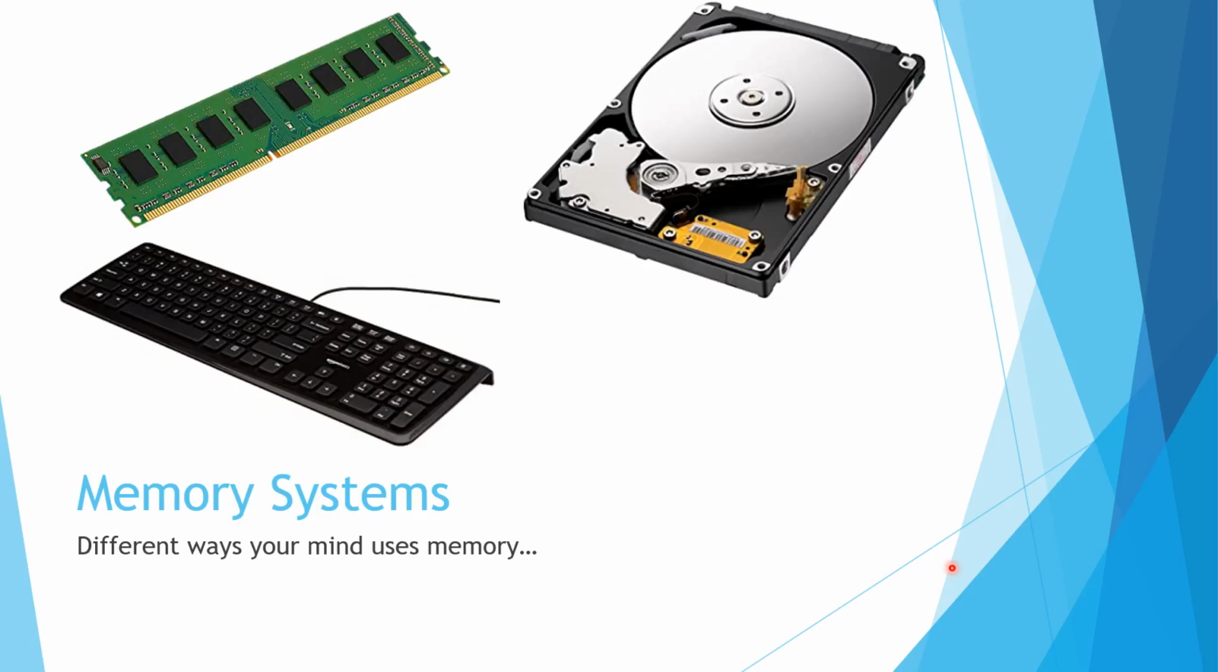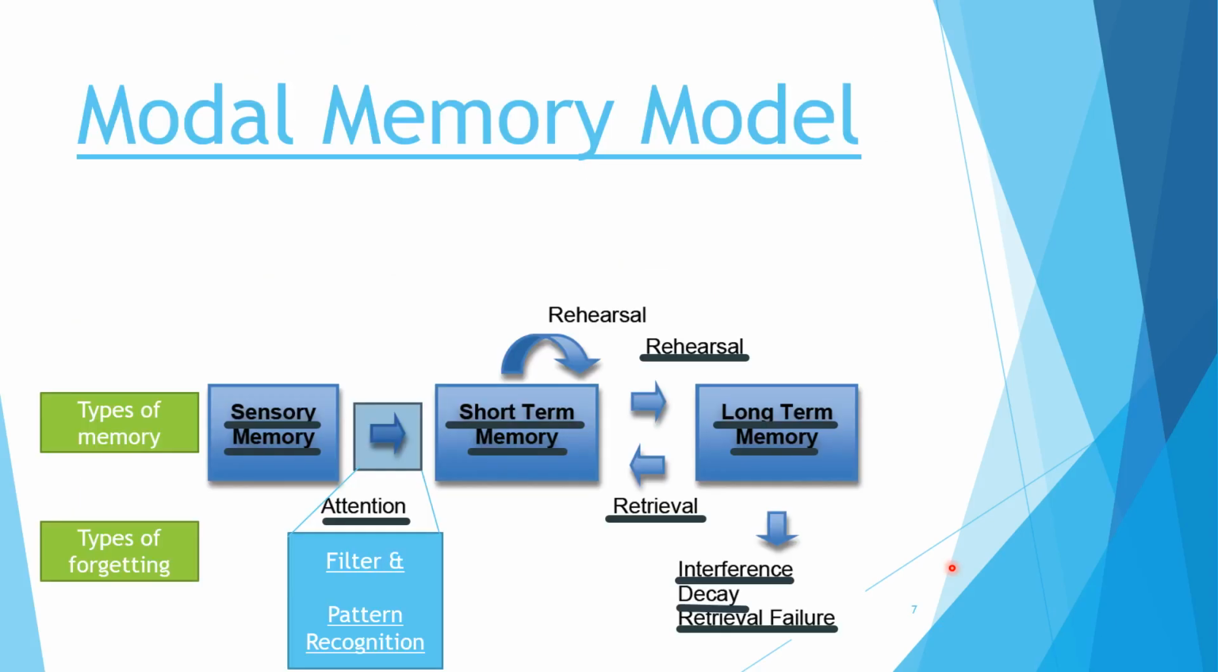So let's go ahead and get started with the first section, memory systems. We've already looked at a few of them. This is a different version of the same modal memory model. We've got the sensory memory, short-term, and long-term memories. In addition to those, we've got a couple extra bits in between.